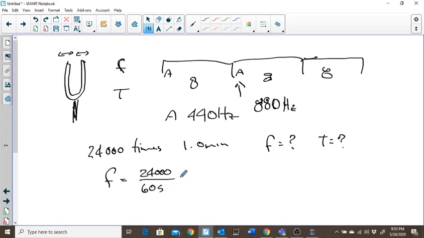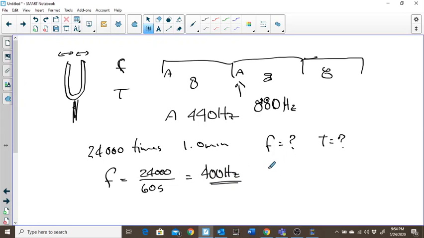So if we go 24,000 divided by our 60, 24,000, I just had my calculator lie to me, divided by 60, and what we find is this is equal to 400 hertz. That's the frequency.